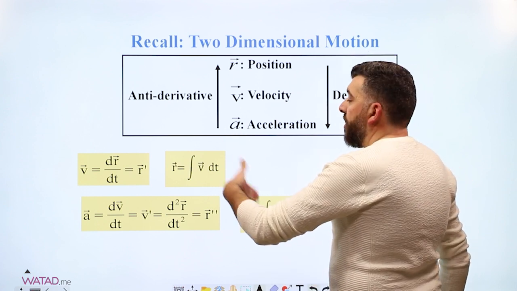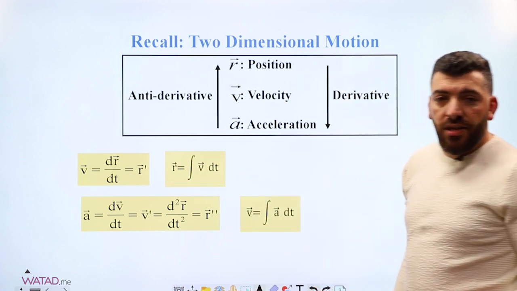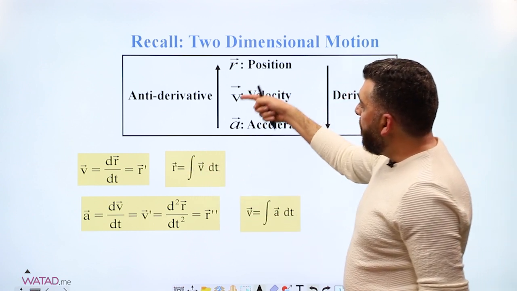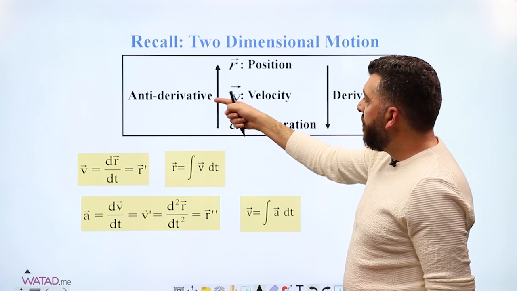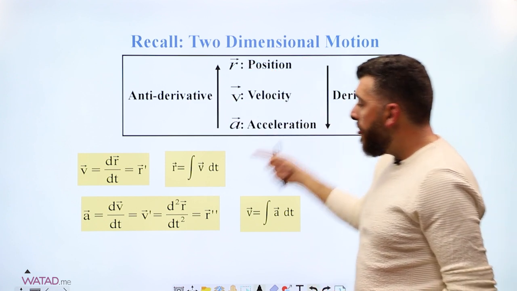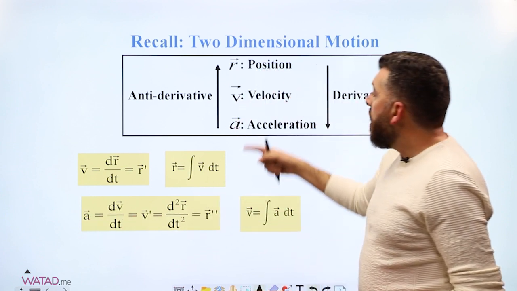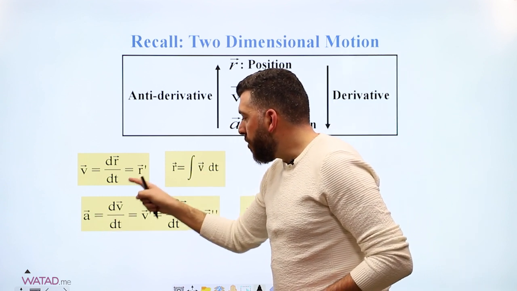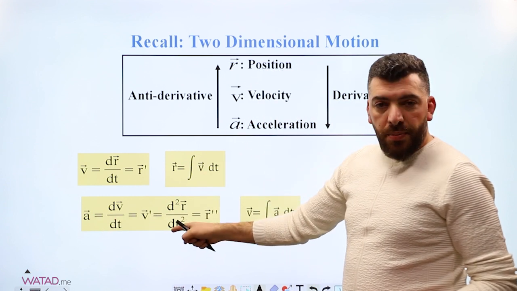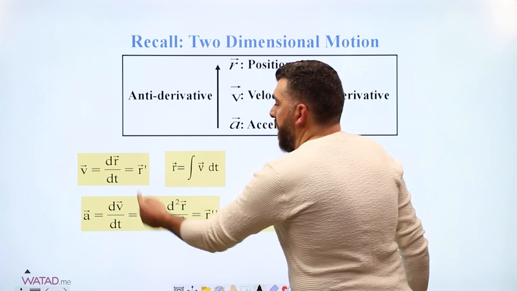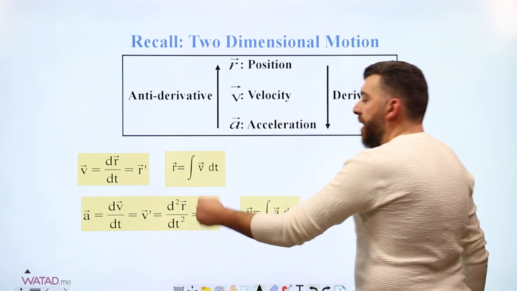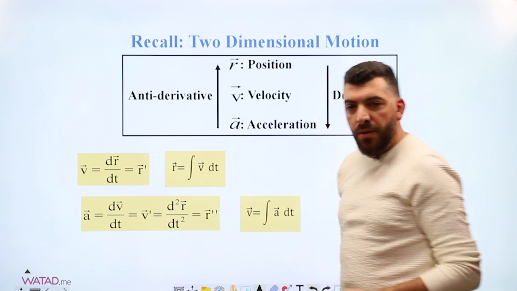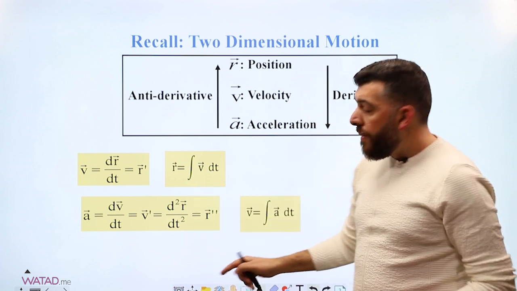Or if you have the velocity, you can find the position by integrating the velocity with respect to time. So r is the integral of v dt. So from v to r, you do the antiderivative. From r to v, you do the derivative. And for the acceleration, if you have the velocity, you can derive the velocity to get the acceleration. So a is equal to dv by dt, which is equal to v prime. And because v is equal to r prime, so v prime is equal to r prime prime. So it will be r double prime, or d square r by dt square.